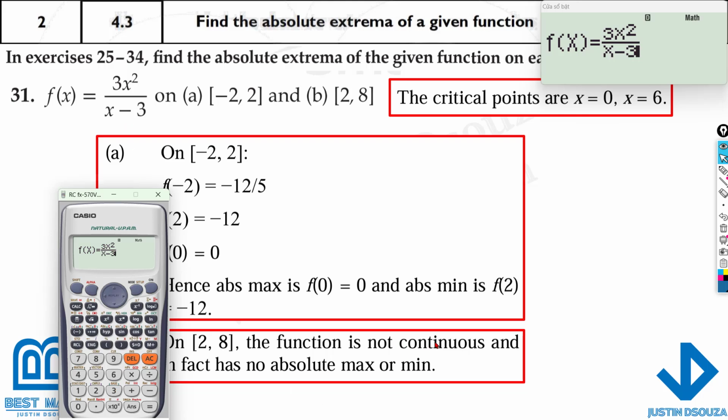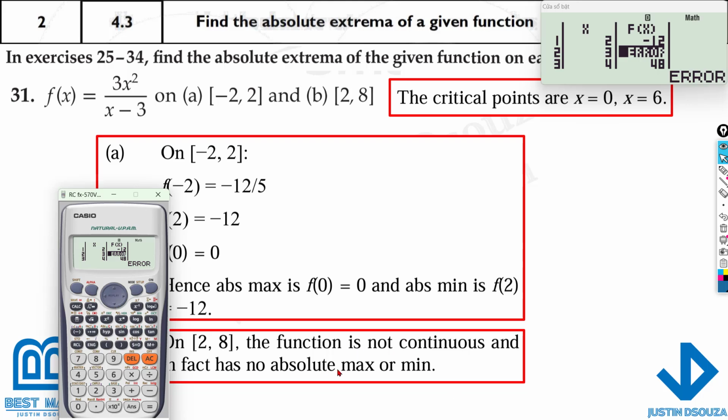Now, if it is not continuous, there must be some discontinuity, right? So let's try the starting point 2 and ending point 8. Now let the step be 1. Look here, there's an error. Error means there's an asymptote. So of course this is not continuous.